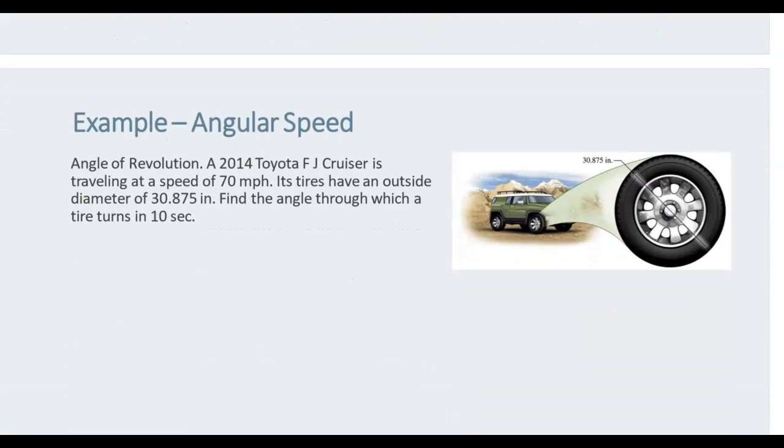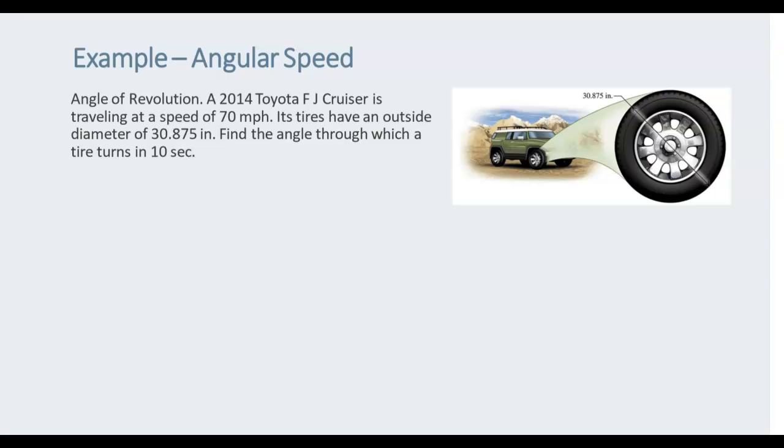All right, let's look at another example, angular speed. A car is traveling at a speed of 70 miles per hour. And they gave us the diameter of each of the tires. And we want to find the angle that the tire travels through within every 10 seconds. Okay. So what do we know? The speed is 70 miles per 1 hour, right?